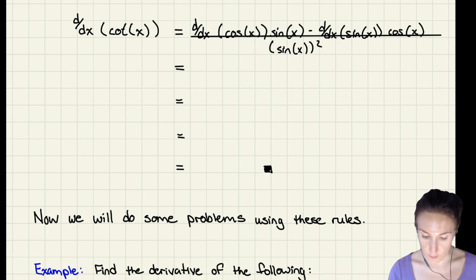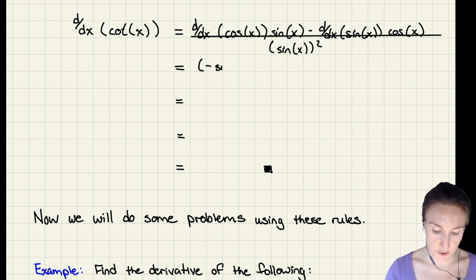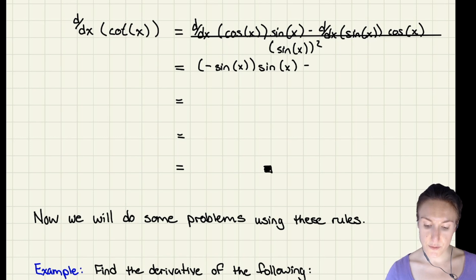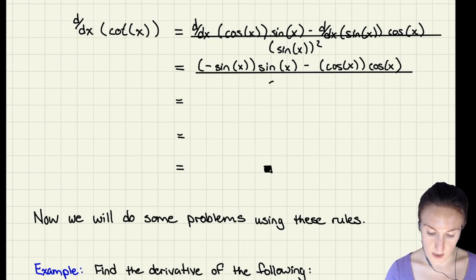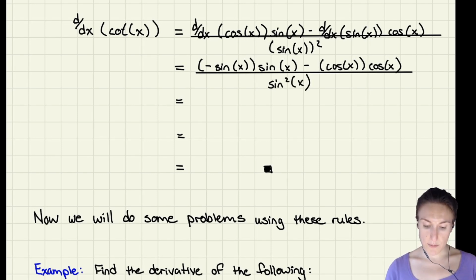All right, so now, d dx of cos is negative sine, so I'm going to put brackets to make sure I don't mess up my negative. And then that'll be times sine x. And then I have minus, the derivative of sine is cosine. So we have cos x times cos x. And then this is all divided by sine squared x. So I'm going to end up getting a sine squared here and a cos squared here, but I have negatives in front of both of them.